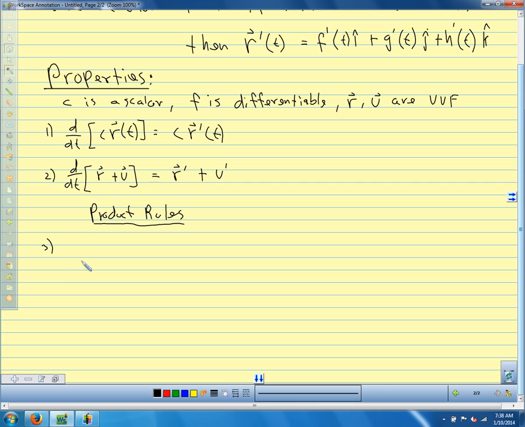The derivative of a real function, f of t, times our vector valued function, r of t, is just our normal product rule.